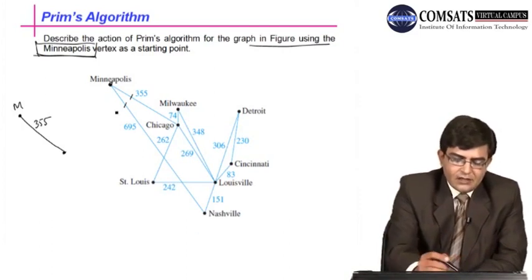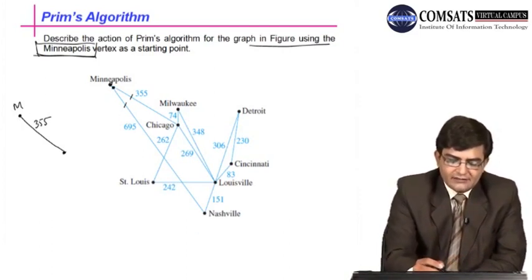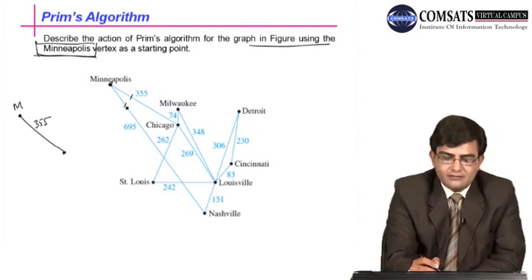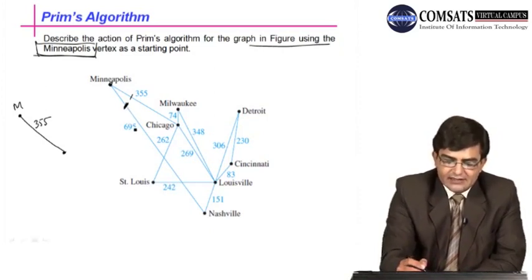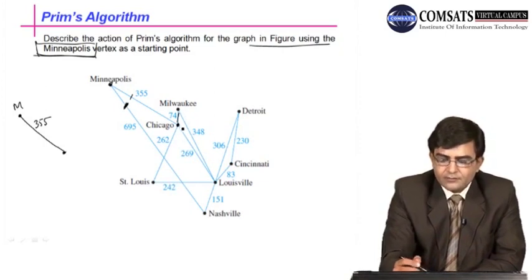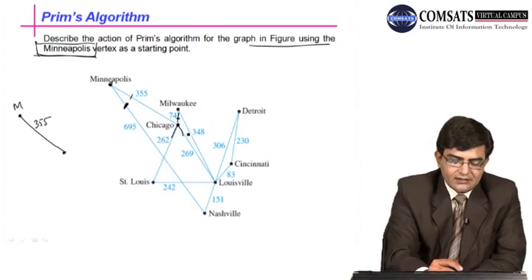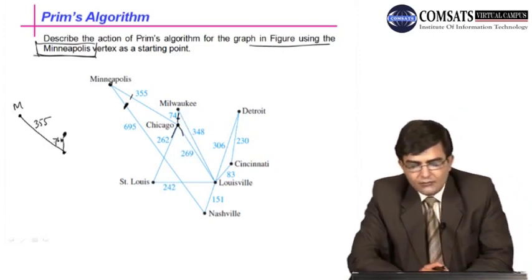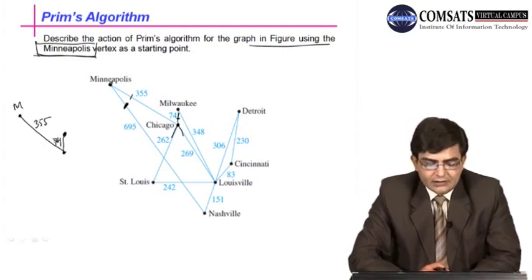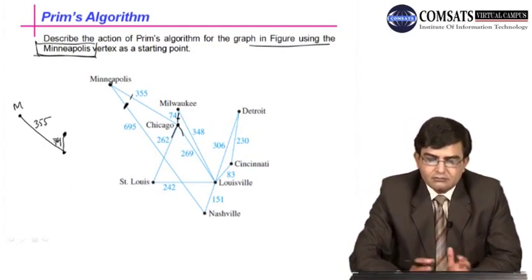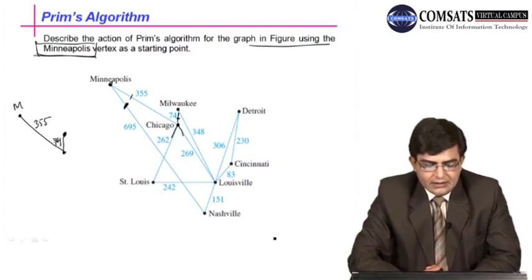With this vertex we have only one edge which has 695 weight, and with this vertex we have this one, this one, and this one. Now which one has minimum weight? 74 is the minimum weight, so therefore we connect this 74 with the vertex here. And we have to take care here that we don't get any circuit in connecting these vertices using Prim's algorithm.